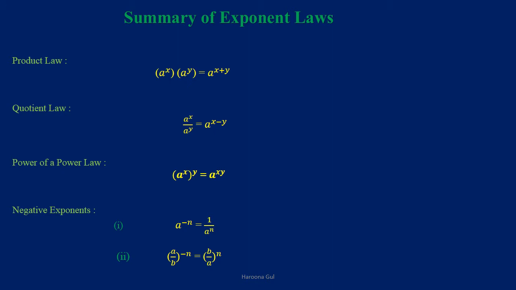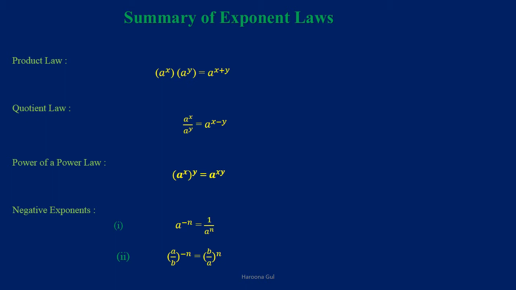Now, since exponents and roots is a very important topic of GRE Quant, let's go through the summary of exponent laws. The product law says that a raised to the power x into a raised to the power y is equal to a raised to the power x plus y. The quotient law says that a raised to the power x over a raised to the power y is equal to a raised to the power x minus y. The power of a power law says that a raised to the power x, the whole raised to the power y is equal to a raised to the power xy.